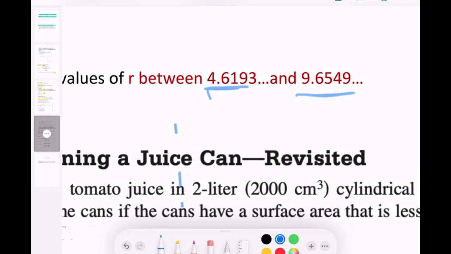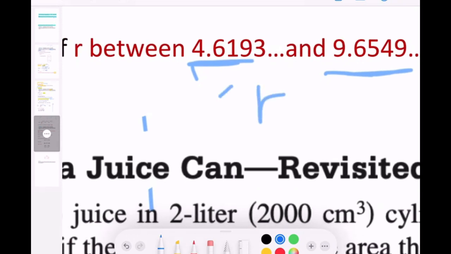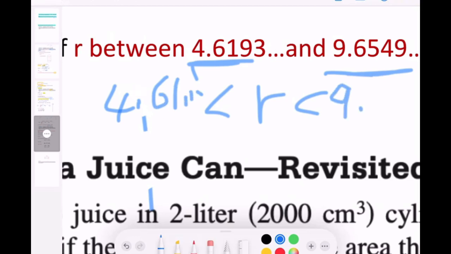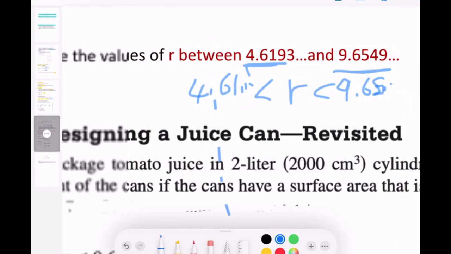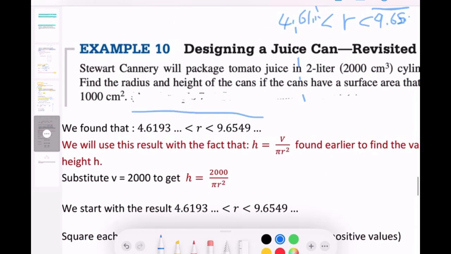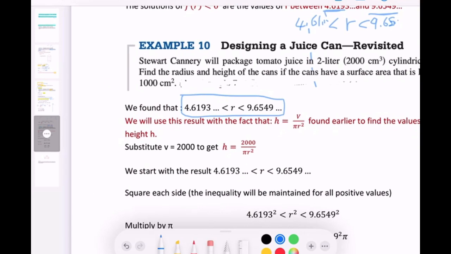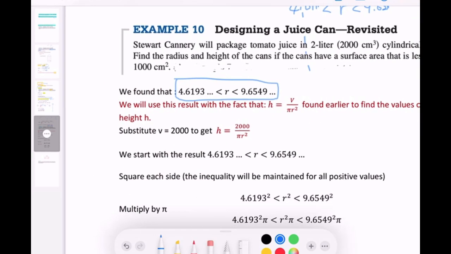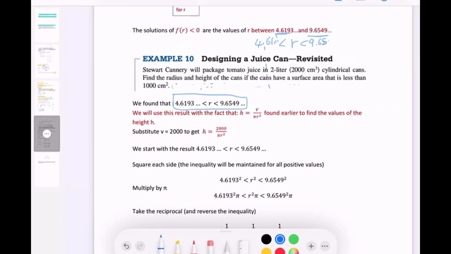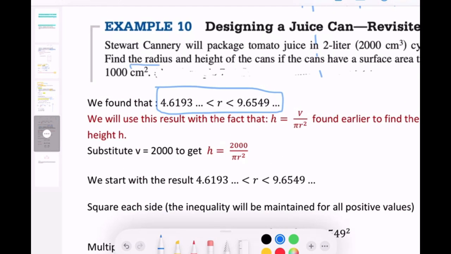So I can write this as a double inequality, 4.61, etc., and 9.65, and so on. So I write it here for you. Here it is. Now, the question is asking about the radius and the height. Look at the problem. It says find the radius and find the height. So we found the radius, we need to find the height.